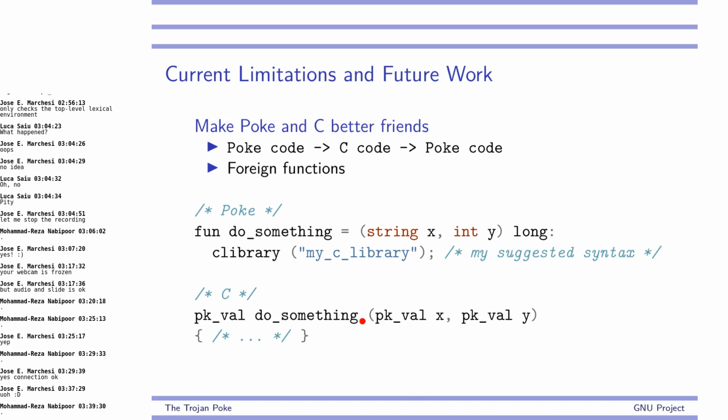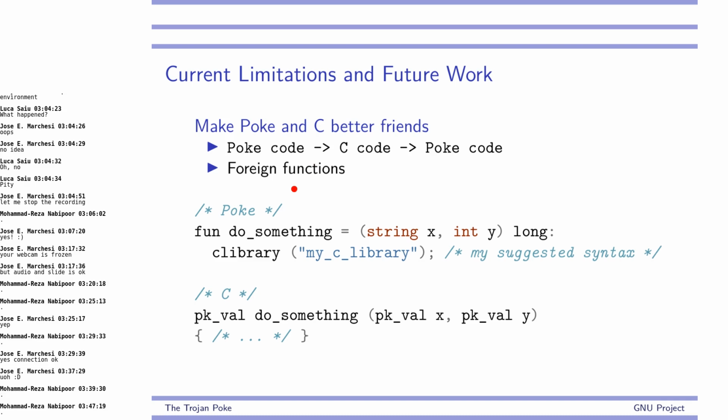And the other thing is we want to make Poke and C better friends. We currently don't support this call stack. If you are executing Poke code and call C code, for example, by I/O devices or terminal interface, you cannot, for example, call back into Poke and go back. But we have some ideas to implement them, so you will see them very soon.